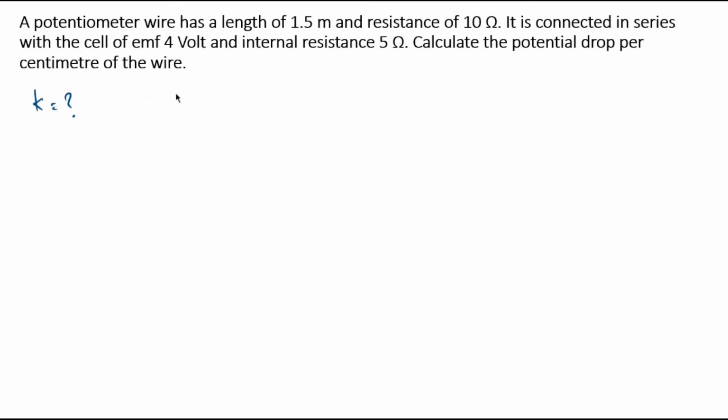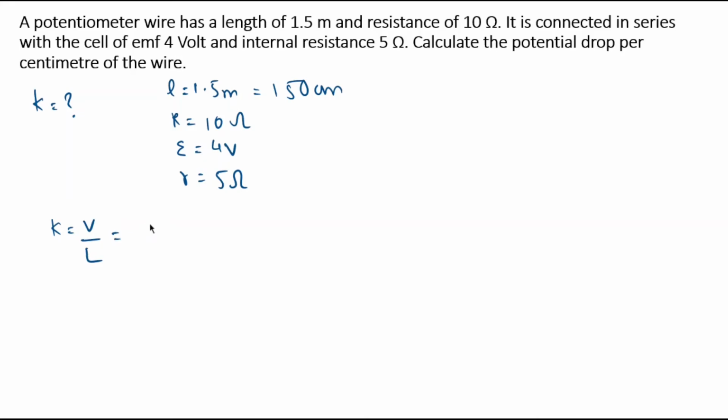So the things that are given to us are length, which is equal to 1.5 meter. Now as you can see, we need to calculate the potential drop per centimeter of the wire. So let's convert this length into centimeter, which will give you 150 centimeters. Now the resistance that is given to us is 10 ohms, the EMF is 4 volt and the internal resistance is 5 ohms. So based on this, the value K is V by L.